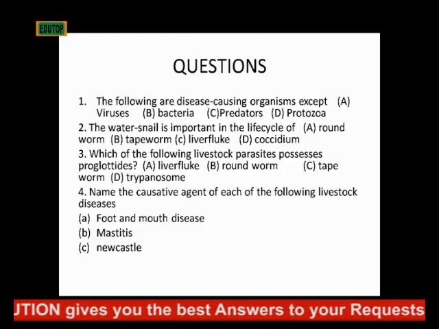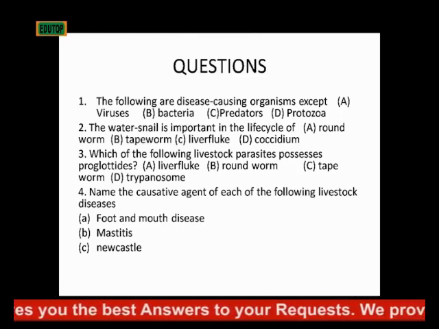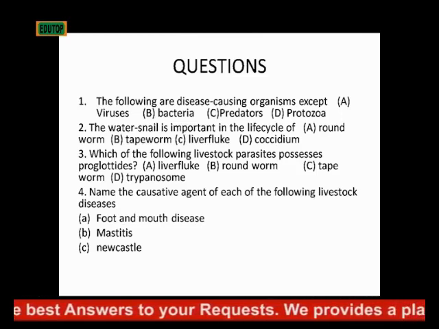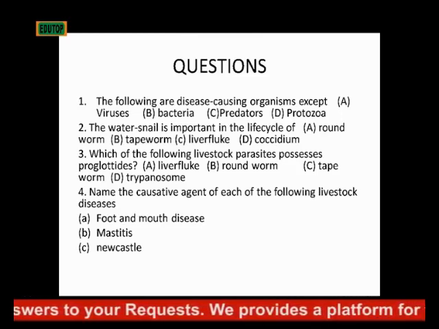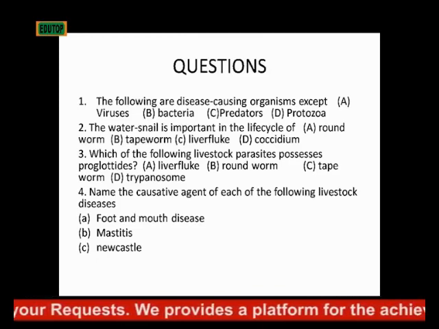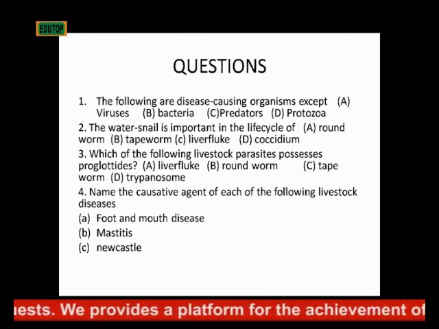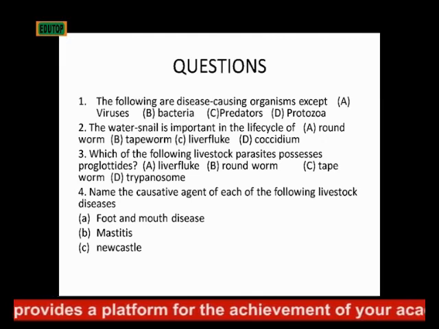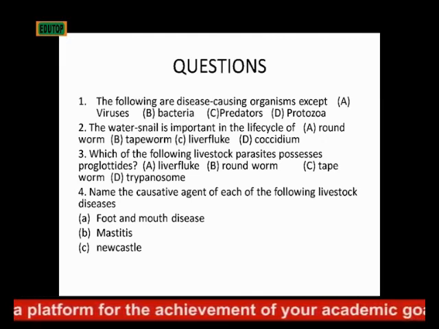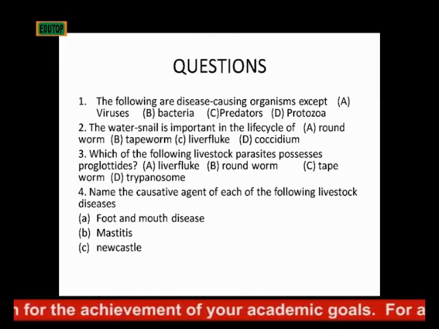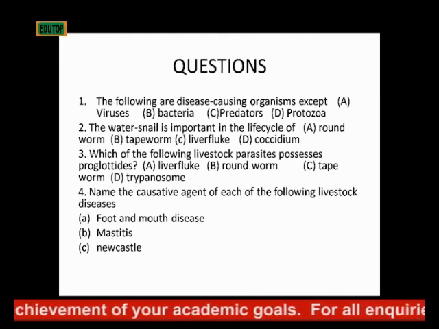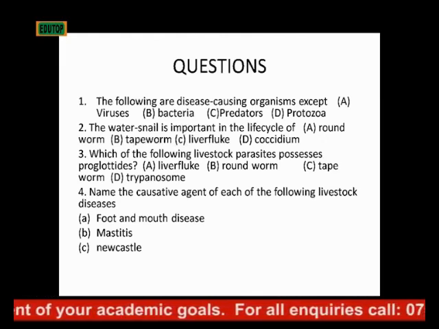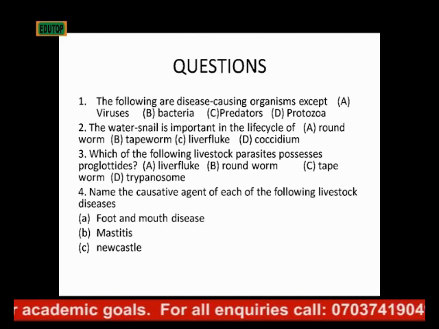Now, to questions on this topic that we've just talked about. The first is, the following are disease-causing organisms except: A, virus; B, bacteria; C, predators; and D, protozoa. Which of them is not a disease-causing organism? That's what that question means.